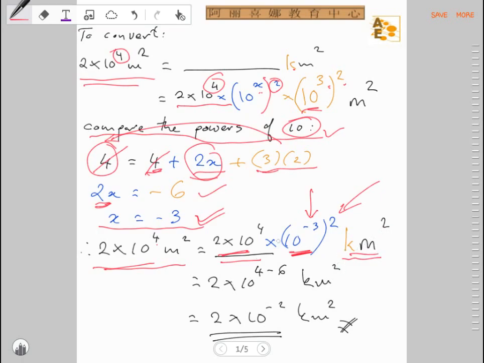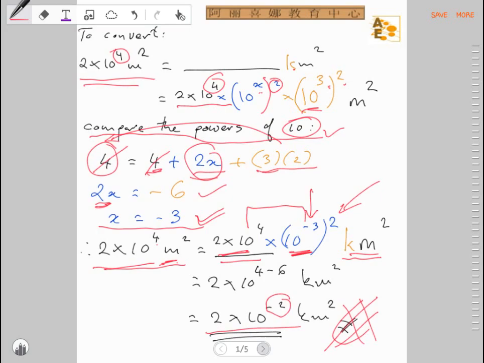That's all, folks. Now, after that, we're going to simplify the 10 to the power of 4 and 10 to the power of negative 6 here. So 10 to the power of 4 plus negative 6, we have 10 to the power of negative 2. That's your final answer. That means 2 times 10 to the power of 4 square meters is equal to 2 times 10 to the power of negative 2 square kilometers. That's our first slide.